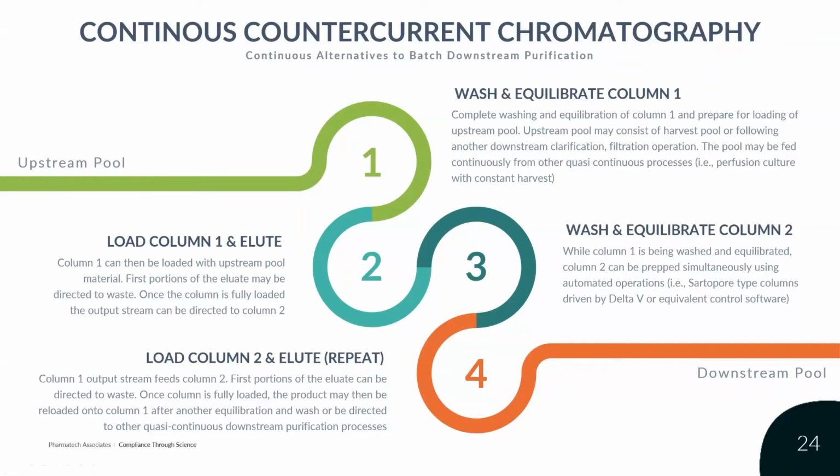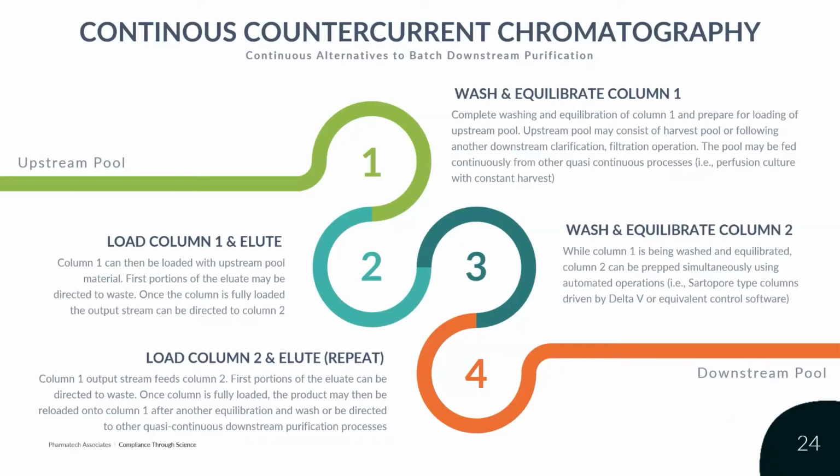Essentially, once you're done washing and equilibrating your first column for chromatography, as you're loading that washed and equilibrated column, you're washing and equilibrating a second column and getting it ready. And then these are connected in series, and you can entirely automate this process. So between Delta V and potentially other automation platforms, if people were to develop a well-characterized, what I would call a custom system, it's certainly possible to do this.